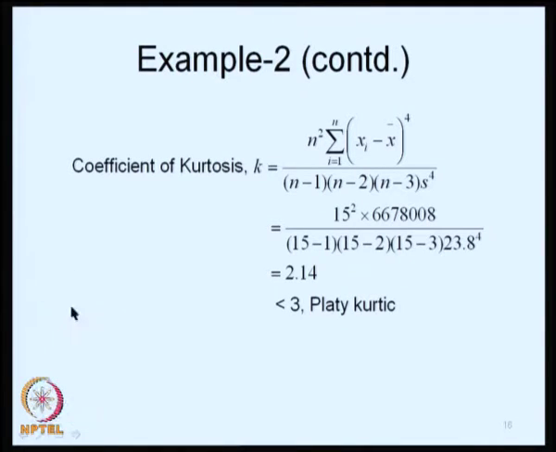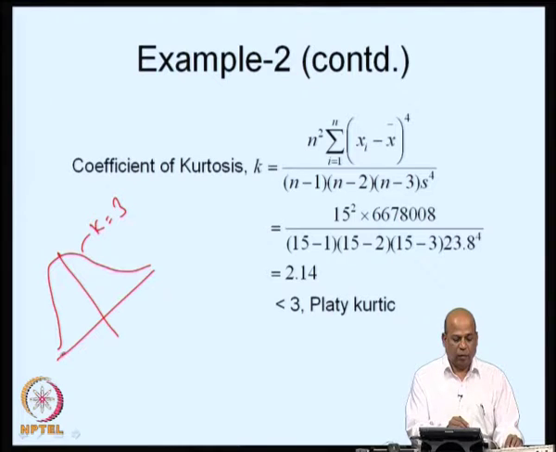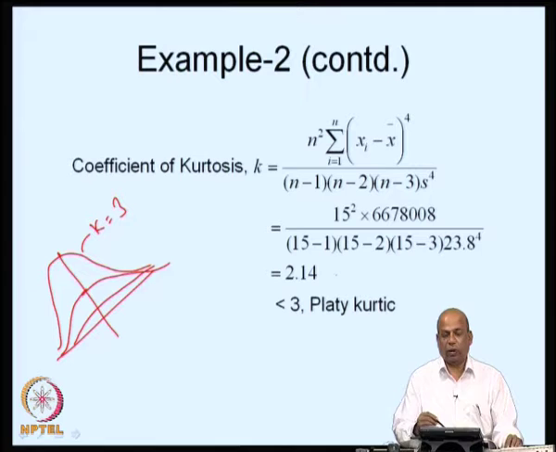If the kurtosis is less than 3, then it is called platykurtic, and it generally indicates a flat distribution. For example, a platykurtic distribution will have a shape something like this. If this was your normal distribution, this would be k is equal to 3. Recall that we defined the normal distribution like that. If k is less than 3, you may expect a flat distribution like this. So, the lower the k, the flatter the distribution. In this particular case, you get 2.14 as the kurtosis, which is less than 3, and therefore, it is a platykurtic distribution.